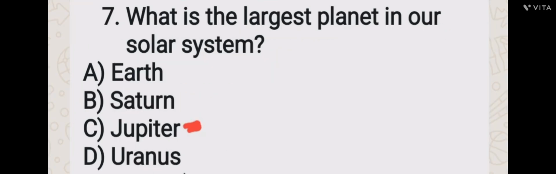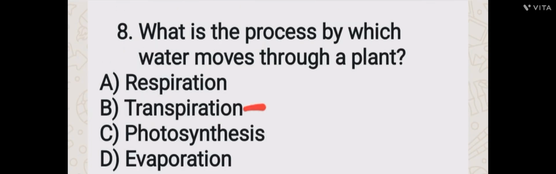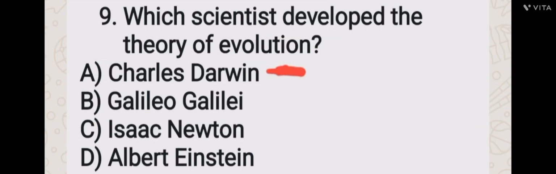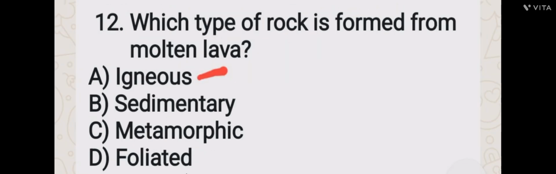What is the largest planet in our solar system? Option C. Jupiter. What is the process by which water moves through a plant? Option B. Transpiration. Which scientist developed the theory of evolution? Option A. Charles Darwin. Which type of rock is formed from the molten lava?